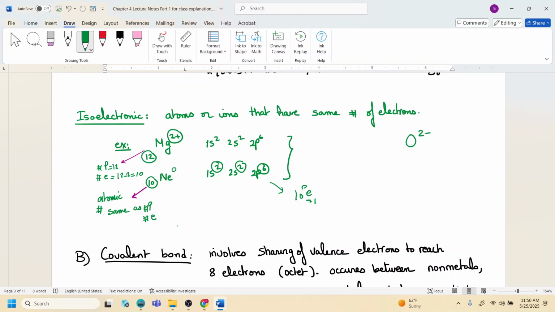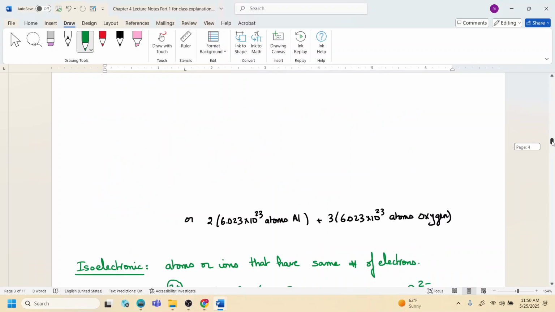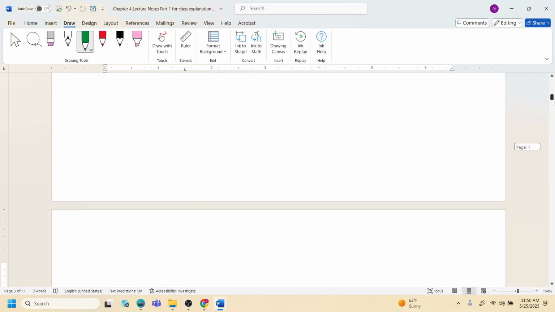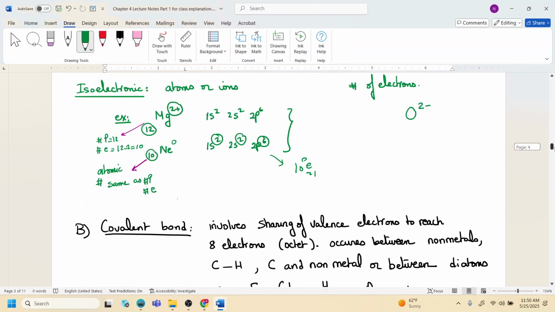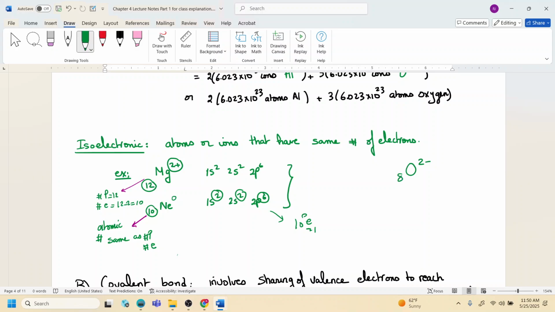Let me scroll over here just to see the atomic number of oxygen. Oxygen, I think it is 8. So oxygen is 8. If I am working with the number of protons, that is 8 for oxygen. The number of electrons for the oxygen is equal to 8 plus 2, and that is equal to 10. See the difference in there? With magnesium, I subtracted because it was 2 plus.